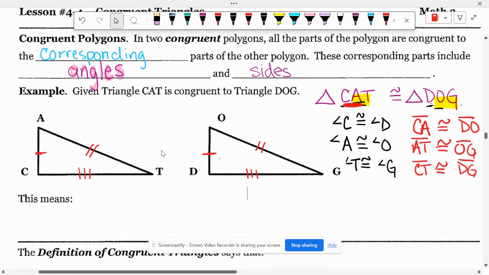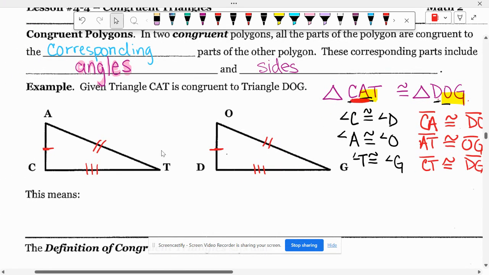These markings that I put on the triangle tell you what the corresponding sides are. CA has one mark on it, and it's congruent to DO, one mark. AT has two marks, congruent to OG, two marks. CT has three marks, congruent to DG, three marks. We can do the same with the angles. Angle C corresponds to angle D, so they're congruent. Angle A is congruent to angle O, with two arcs at each angle. And angle T, three little arcs, is congruent to angle G.